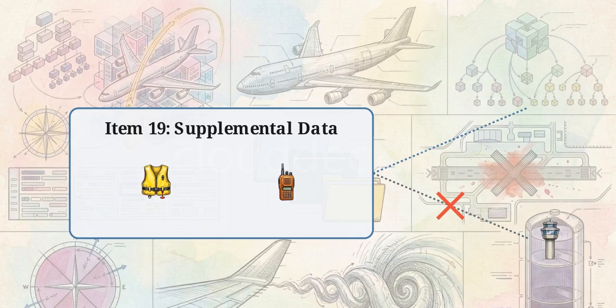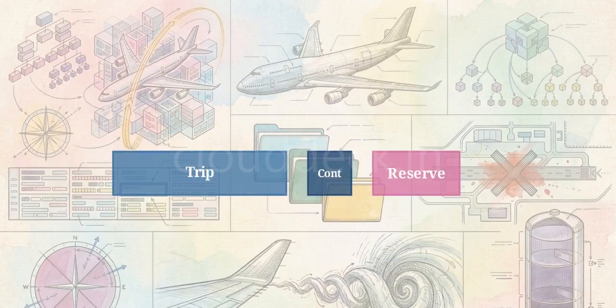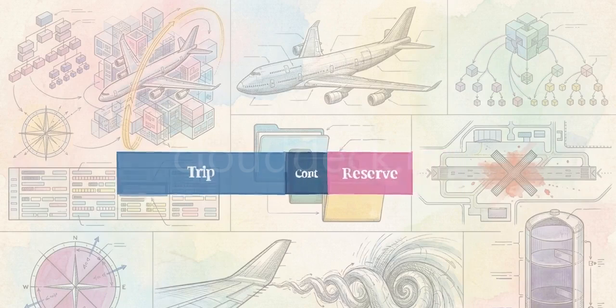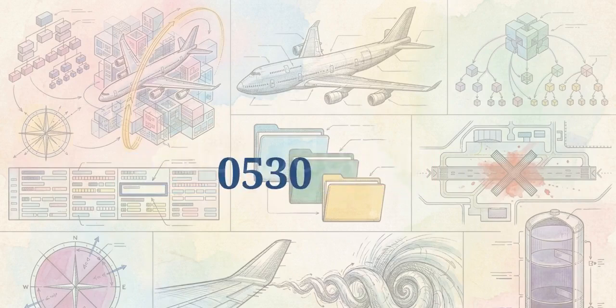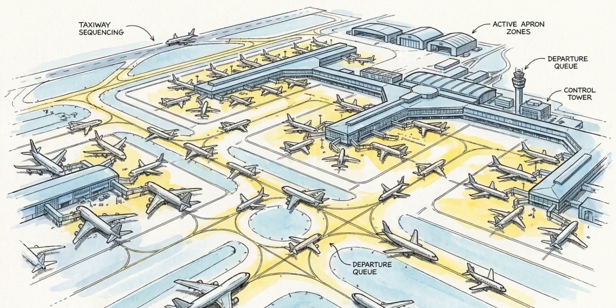The most critical entry in Item 19 is total fuel endurance. This requires aggregating the planned trip fuel, the required contingency fuel, and the legal reserve fuel into a single 4-digit time value. A legally filed ICAO flight plan is a highly compressed data packet. It dictates exactly how the ATS system will separate, sequence, and protect the aircraft from departure to destination.